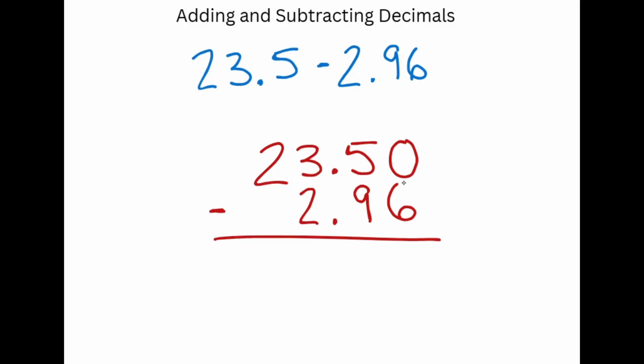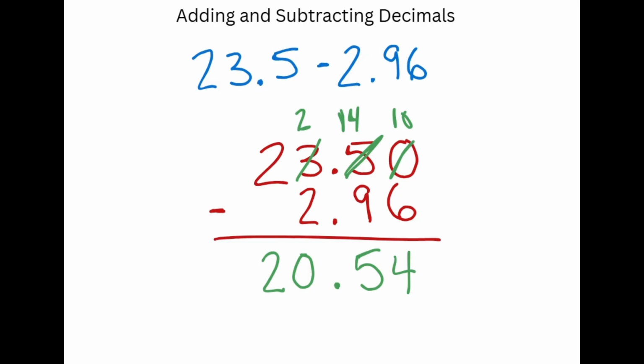So I'm going to start here with 0 minus 6. I can't do that, so I'm going to ungroup this 5, turn it into a 4. This becomes 10. 10 minus 6 is 4. 4 minus 9, can't do it again, so I'm going to ungroup that 3, bring it into a 2. Now this is 14. 14 minus 9 is 5. That decimal is going to also line up in the answer as it does in the problem. 2 minus 2 is 0. 2 minus 0 is 2. And there's your answer, 20.54, or 20 and 54 hundredths.